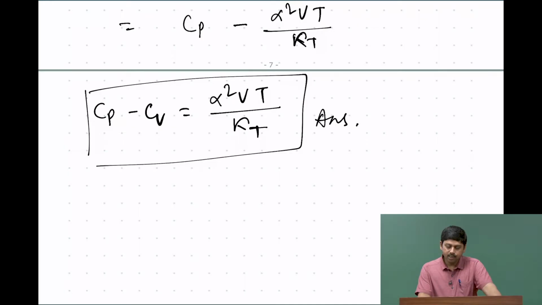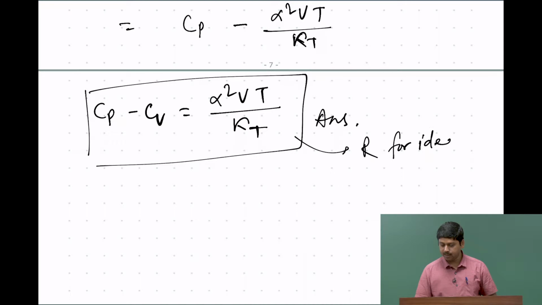You see, it is almost straightforward. I just took from one and went to the other, and it was very smooth that way. So, the thing is that you can do many such things, and one thing you can prove is that this quantity is equal to R for ideal gas. You can try that yourself.